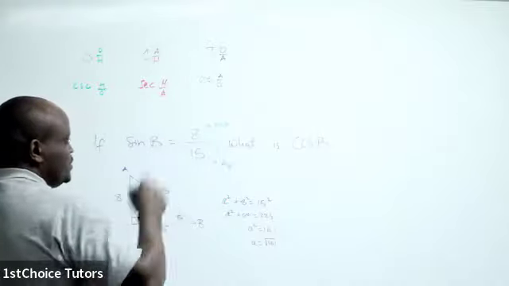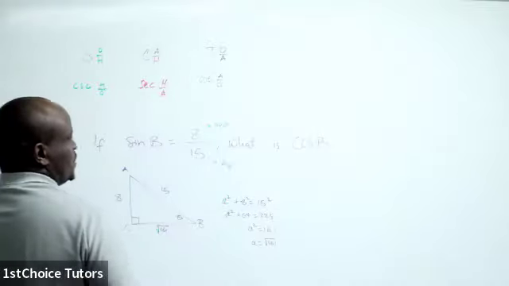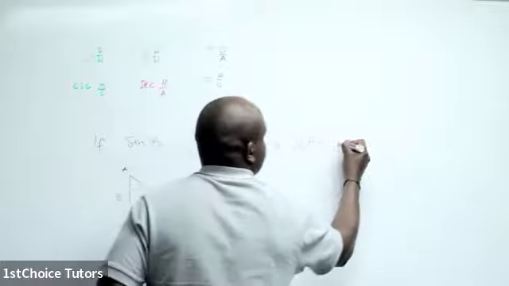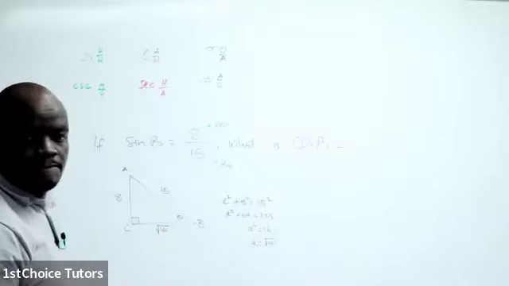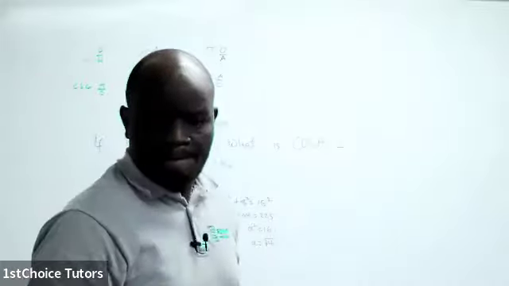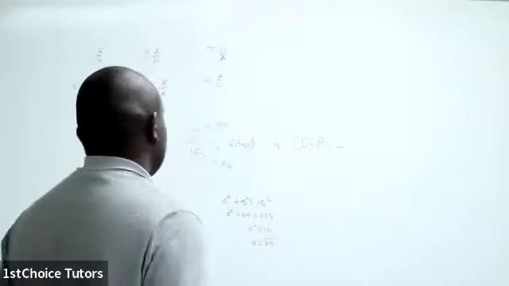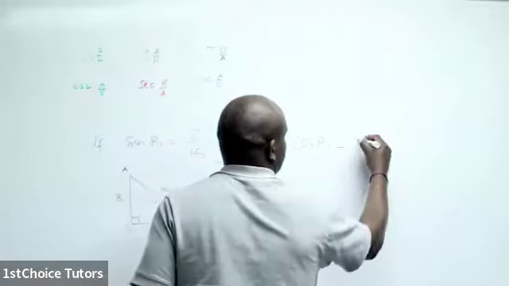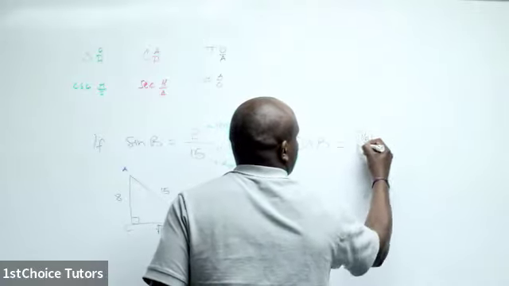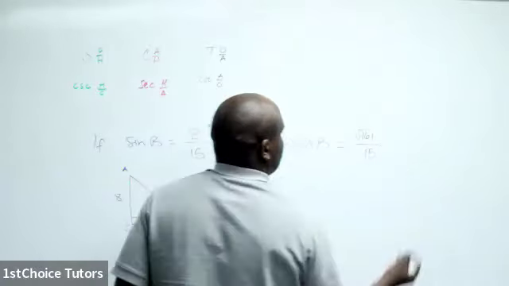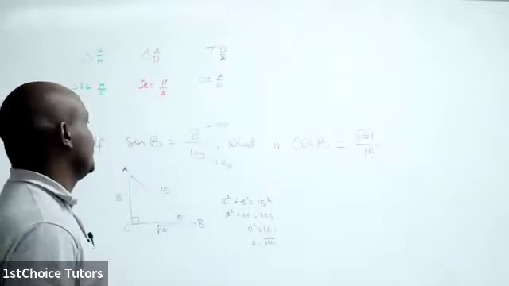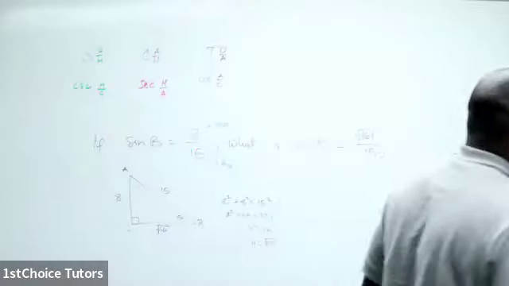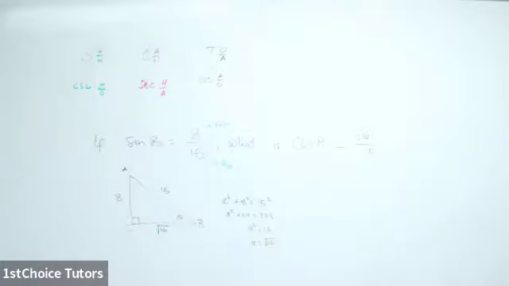But now we can actually answer this question. Cosine of b is adjacent over hypotenuse, so that is root 161 over 15. Very good. You can do that. Final answer. Awesome. You get good at this.